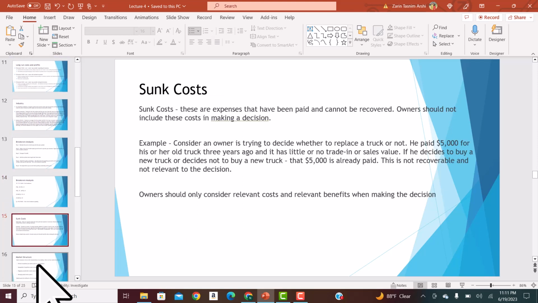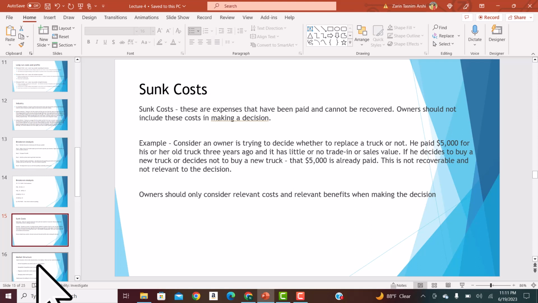Another type of cost that firms look into is called sunk costs. These are expenses that have been paid by the businesses in order to produce goods and services, but they cannot be recovered by the businesses. Okay, so owners should not include these costs in making decisions because they already know these costs have been incurred and they cannot be recovered. So there's no point including these costs in your profit-making decision or output-making decisions.